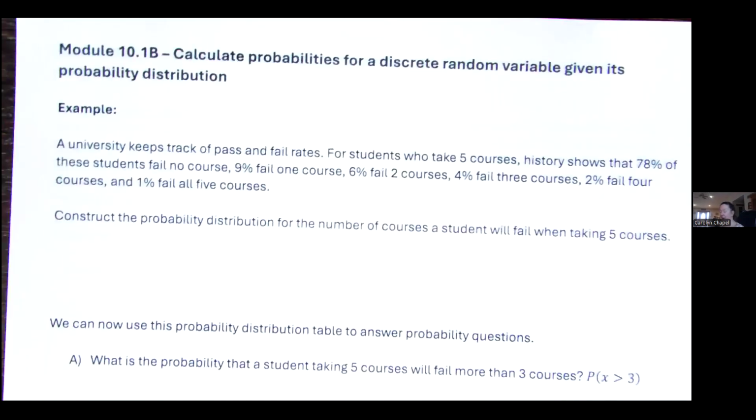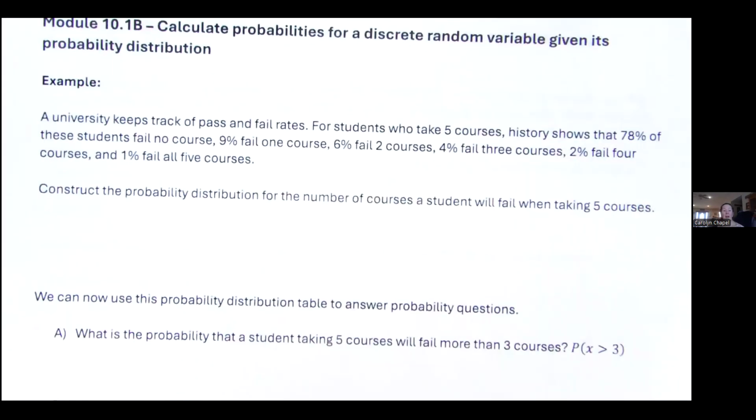Okay, here's some more examples. Sometimes we have stories. A university keeps track of the pass and fail rate for students who take 5 courses. History shows that 78% of these students will fail none of them, in other words, pass all of them. 9% will fail 1, 6% will fail 2, 4% will fail 3, 2% fail 4, and 1% will fail all of those classes. We can create a probability distribution table for this.